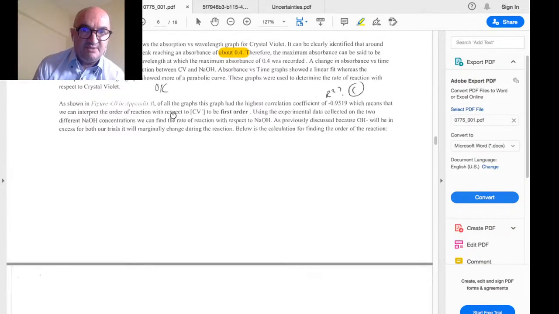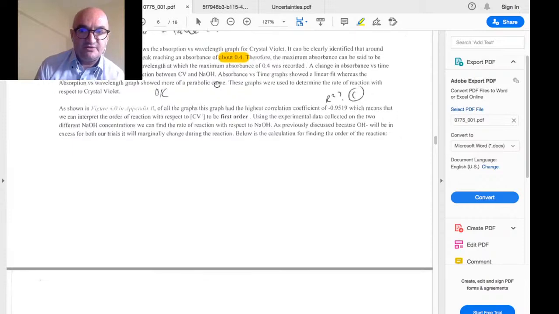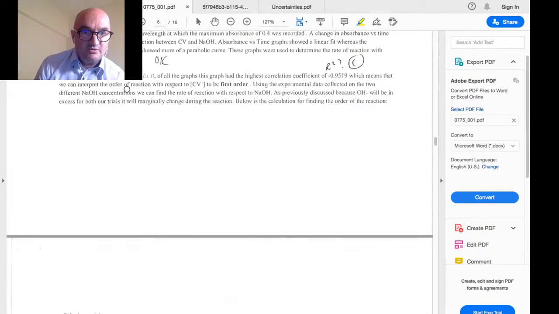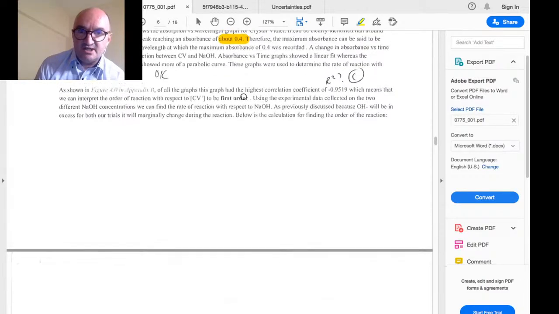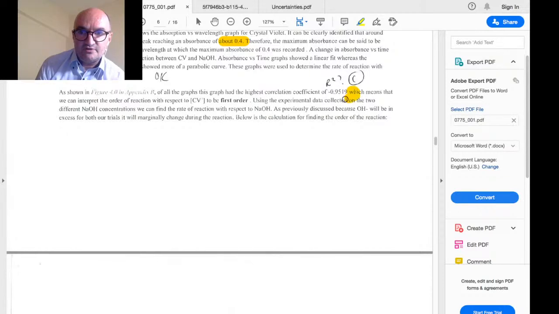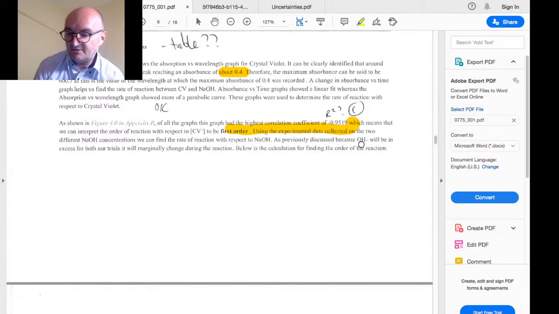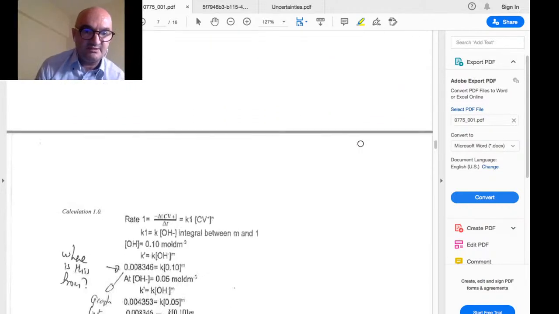Okay, there's nothing I can really pick fault with the rest of that, but there is no data table. She's given the correlation coefficient. We'll assume that's R squared, which means we can interpret the order as first order. I don't know how she jumped from this sparsity of raw data to this statement here. So I had quite a problem with that as a moderator.